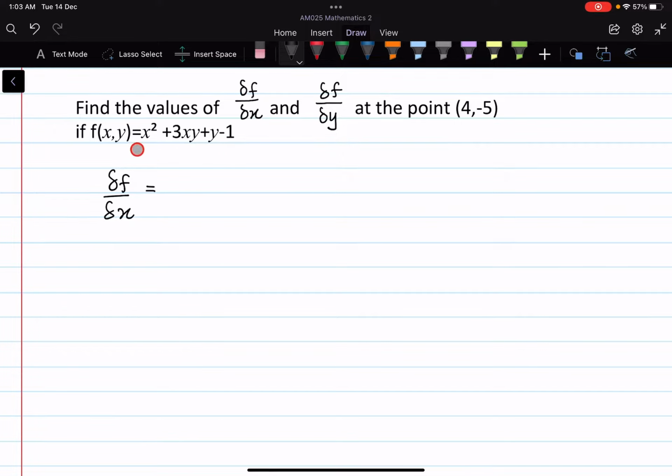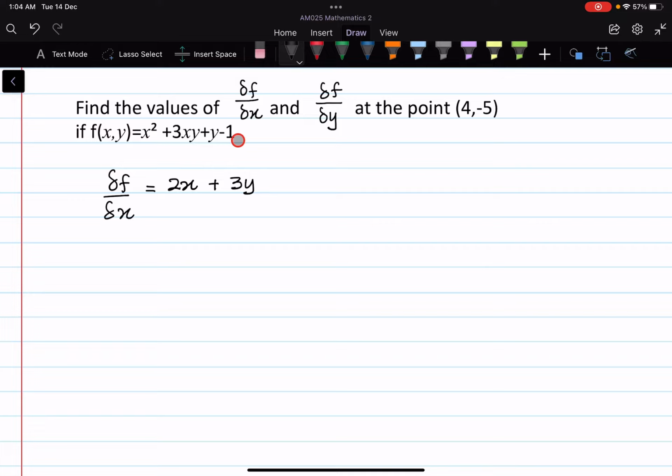is: differentiate x² using the power rule, which is 2x, plus differentiate 3xy with respect to x using the constant multiple rule. Write down 3y, differentiate x is 1, 1 times 3y is 3y. Differentiate y - 1 with respect to x is 0, because y and 1 are constants.